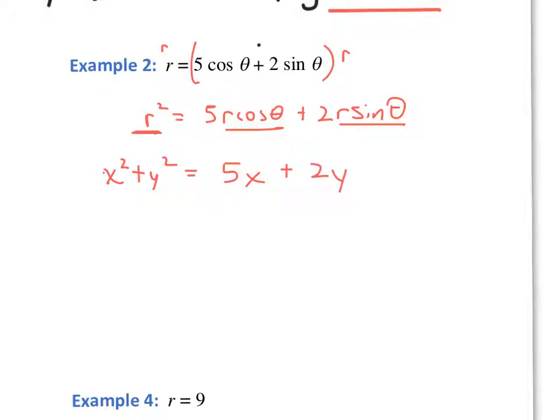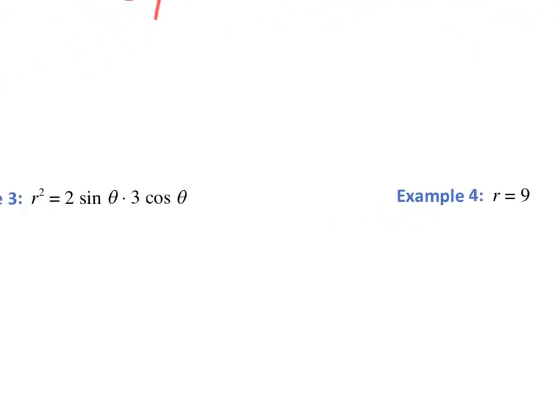Doing okay? All right? And just FYI, if you start looking at some of these equations, they're all going to end up being a little bit different. Some of them are going to be parabolas, some of them are going to be circles, some of them are going to be ellipses, some of them even might be linear, okay? All right, example 3.